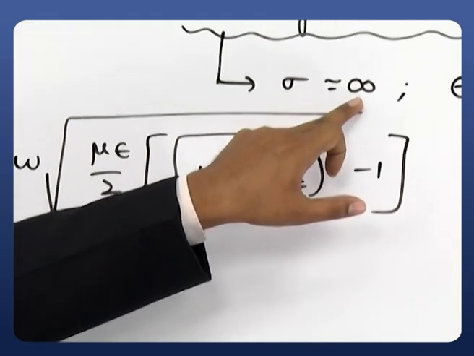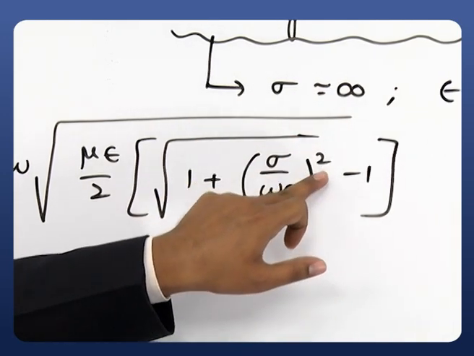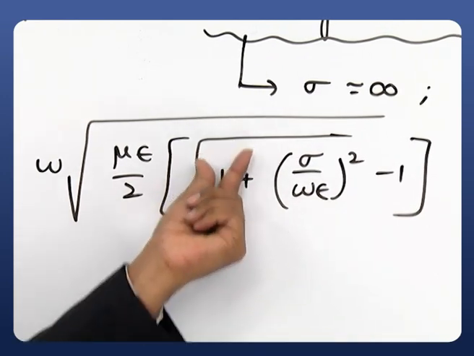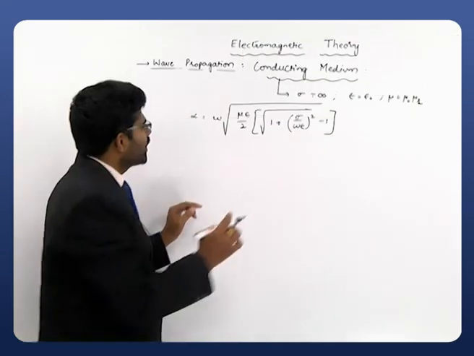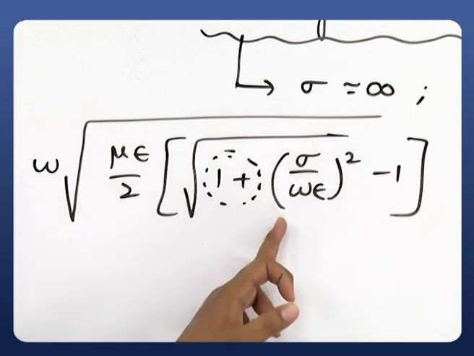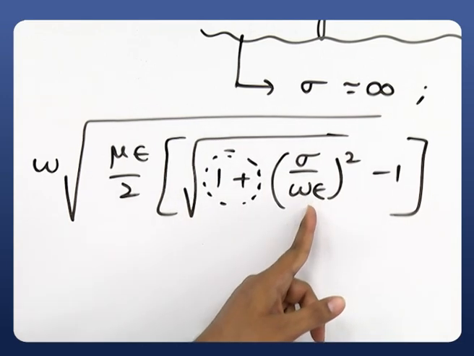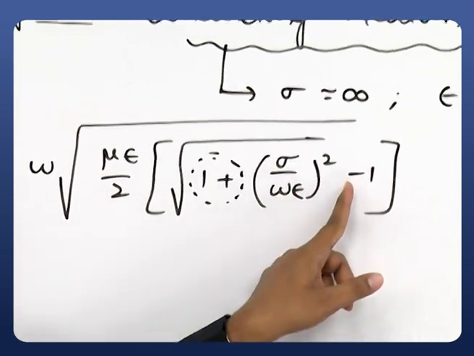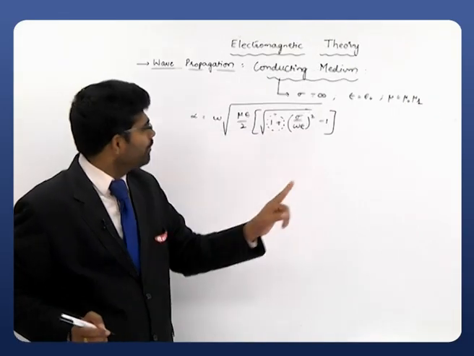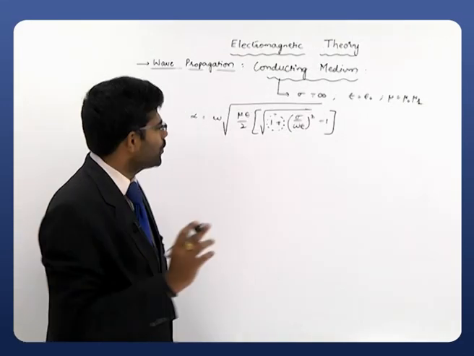For a conductor, sigma is a very high value. Since sigma is very high, (sigma by omega epsilon) whole square is also very high. When compared with this one, since it is very high, the other term can be neglected, right? After that, the square root of (sigma by omega epsilon) whole square becomes sigma by omega epsilon. Sigma by omega epsilon minus 1, that is what we get. This one also can be neglected. So clearly remember, we are neglecting the remaining terms because of their very high value.